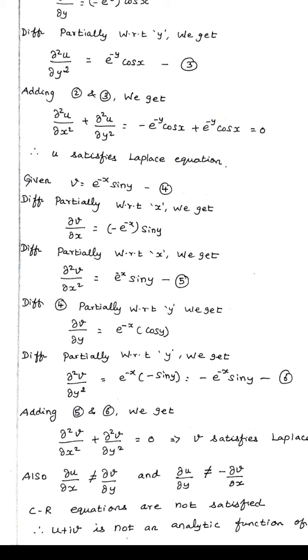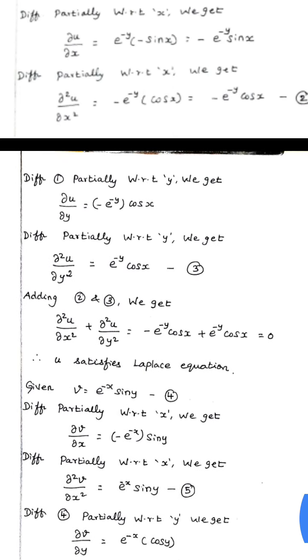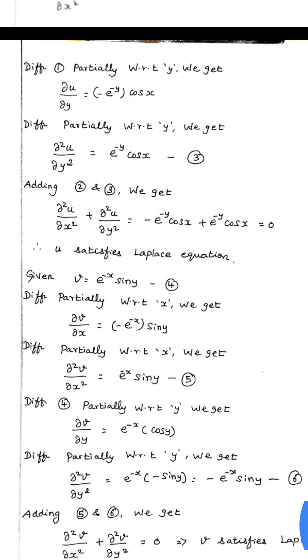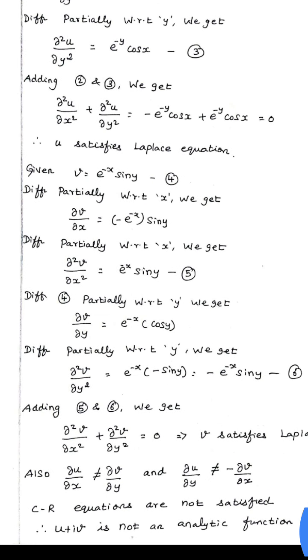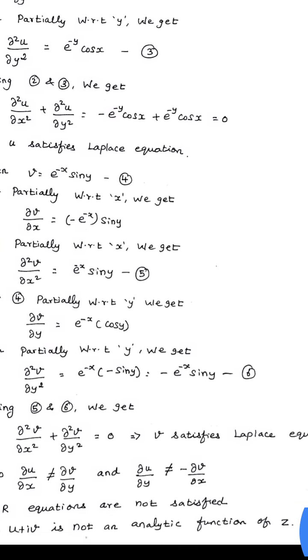How to check? If ux is equal to vy and uy is equal to minus vx, then we can say that u and v are what? Analytic function. Okay, but obviously it is not, because my ux is what? Minus e power minus y sin x, but my vy is what? E power minus x cos y. So it is not equal. So therefore this u and v do not satisfy the CR equations. So u plus iv is not an analytic function. Okay, so like this they will ask.